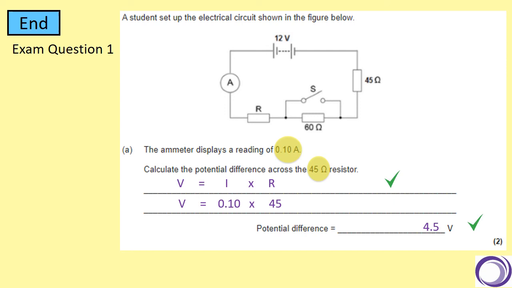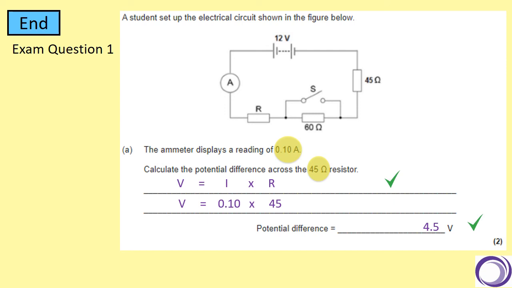We don't need to do it for the question, but if you look back at that circuit there, it's 12 volts altogether. So we know we've got 12 volts across all of it. We've got 4.5 volts across the 45 ohm. There'll be a part B in this question where it'll ask you to work out what the potential difference is across R, and we know what it's going to add up to. It's going to add up to 12.